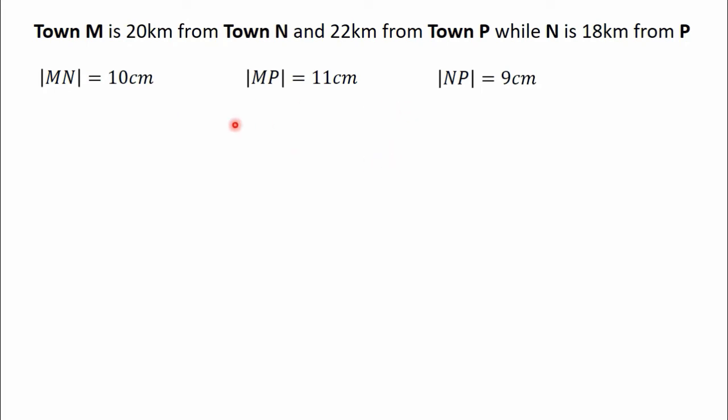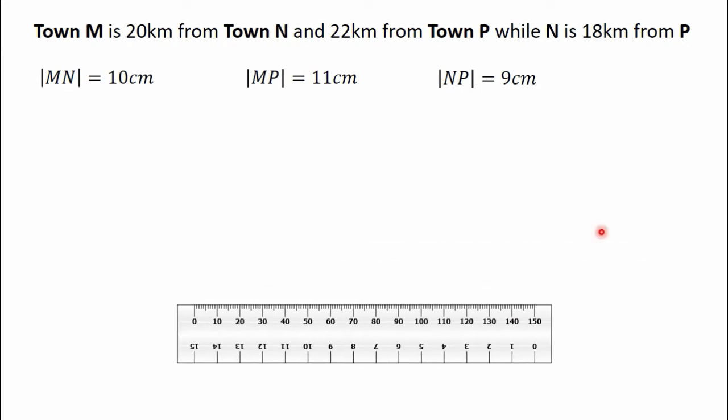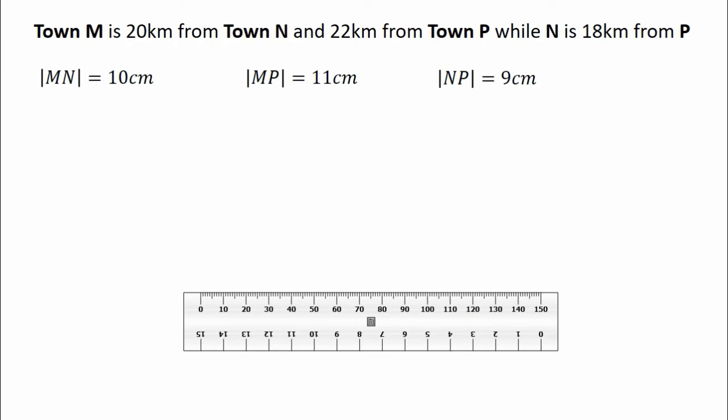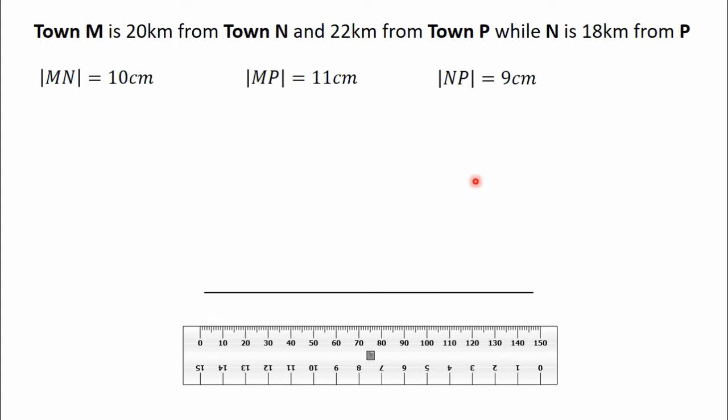So in order to construct the triangle MNP, we will have to choose one side as the base. I'm going to choose the side MP with length 11 centimeters to be the base. So to begin, we will pick the ruler and draw a long horizontal line, just as we have been doing all along. So I have my ruler here. I'm going to draw a long horizontal line. The side I'm using as the base is the side MP with length 11 centimeters.